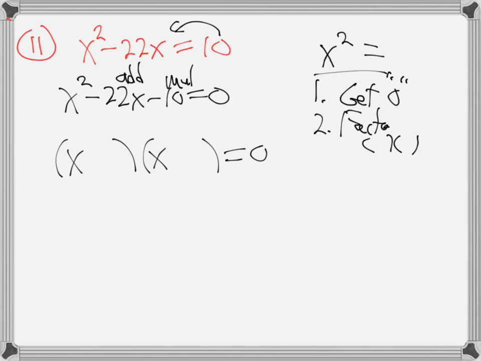No numbers. What times what's 10? 1 and 10. Can they add to be minus 22? Or 2 and 5? With pluses or minuses or whatever you want to put. No way they're ever going to make minus 22. And neither are 1 and 10. Dead end street. Back up the car.